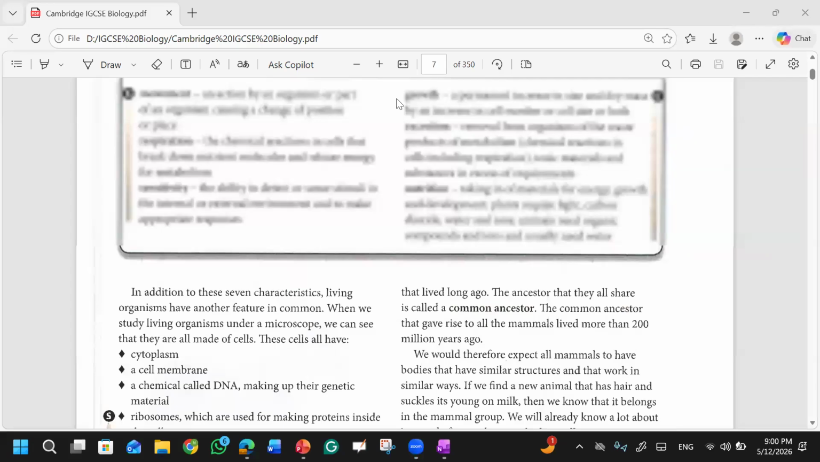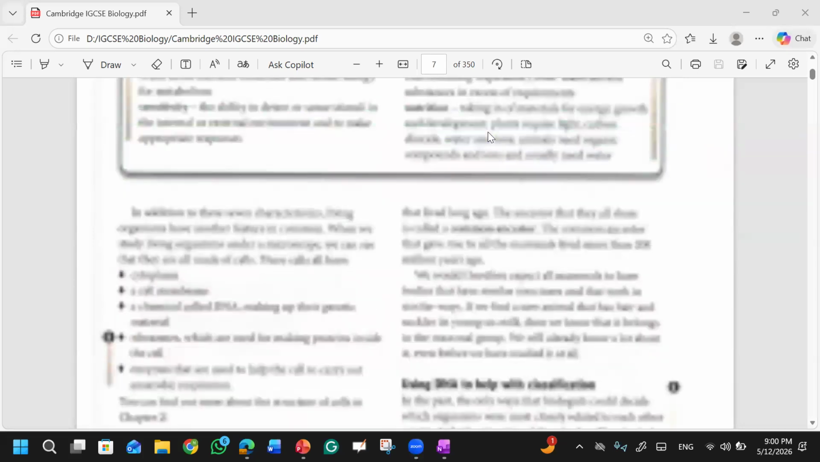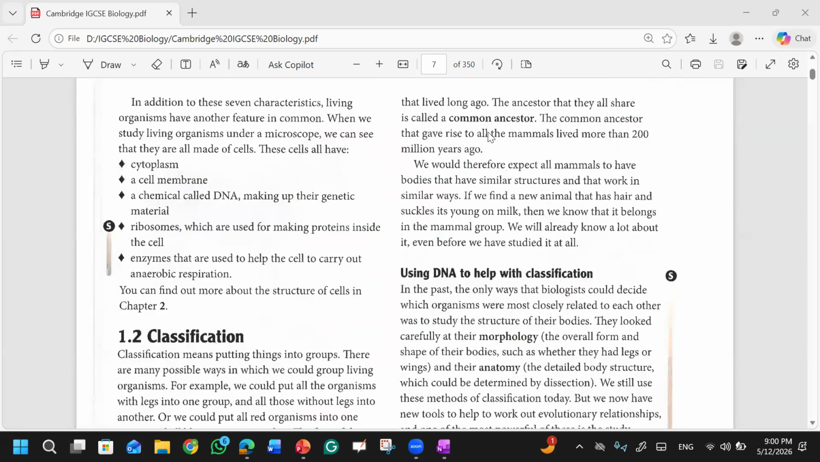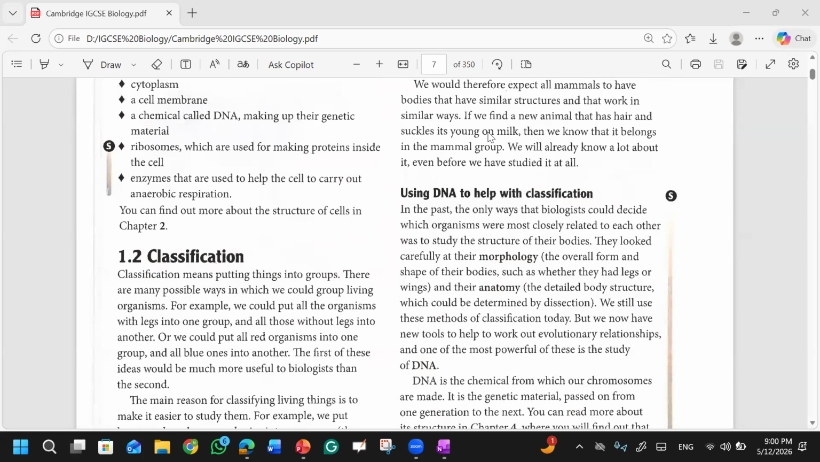Recording in progress. In section 1 we have completed the characteristics. Then in section number 2 we started discussion on the classification of different living organisms, how we classify them and why it is important. So can you tell me why it is important to classify the organisms in different groups?